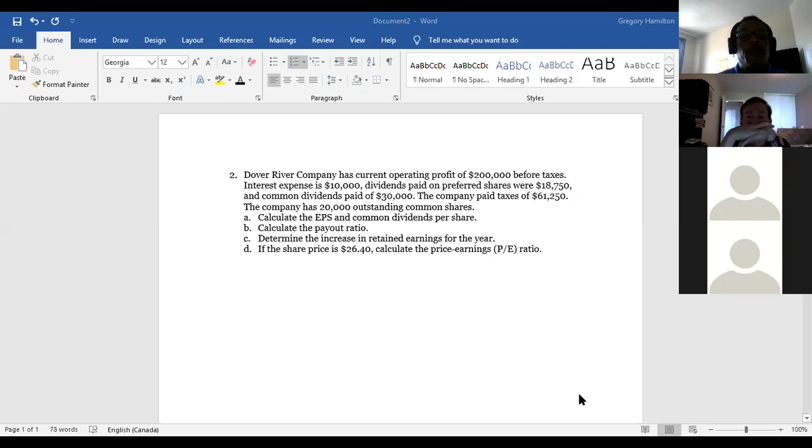Part A. Part B asks for the payout ratio. C, determine the increase in retained earnings for the year. And D, if the share price is 26, calculate the price earnings ratio.